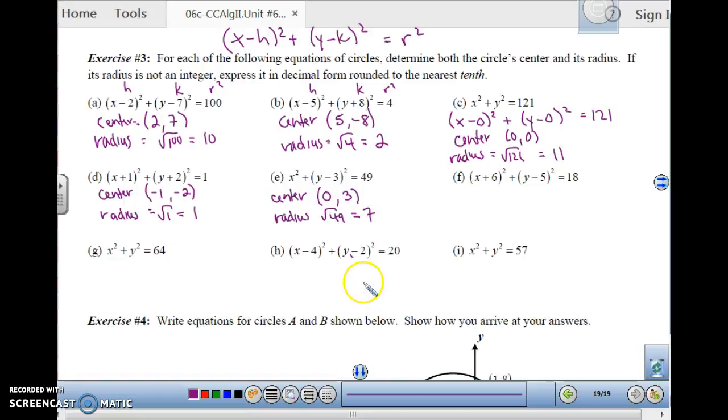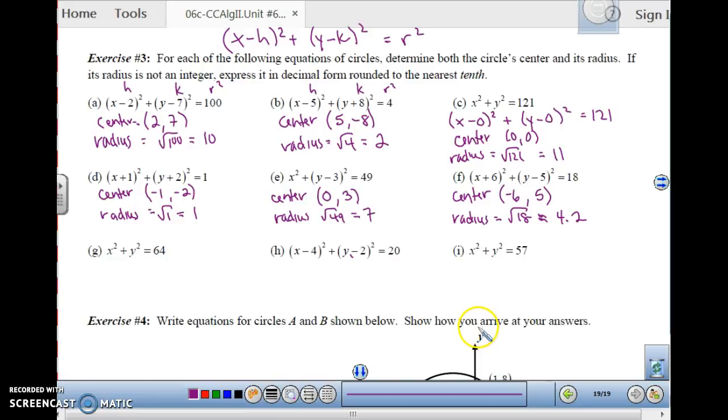Done. All right, let's do one more. (x plus 6) quantity squared plus (y minus 5) quantity squared equals 18. Center. All right, so the h is plus 6, so it's going to be minus 6. And this is minus 5, so it's going to be plus 5. Negative 6, 5, opposite signs. Plus 6 becomes minus 6, negative 5 becomes positive 5. Radius is going to be the square root of 18, which is approximately, because it said to round it off, 4.2.